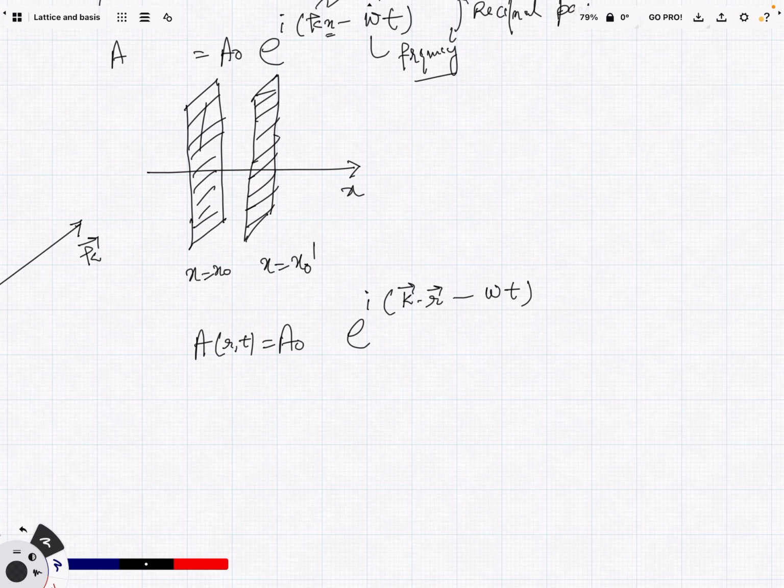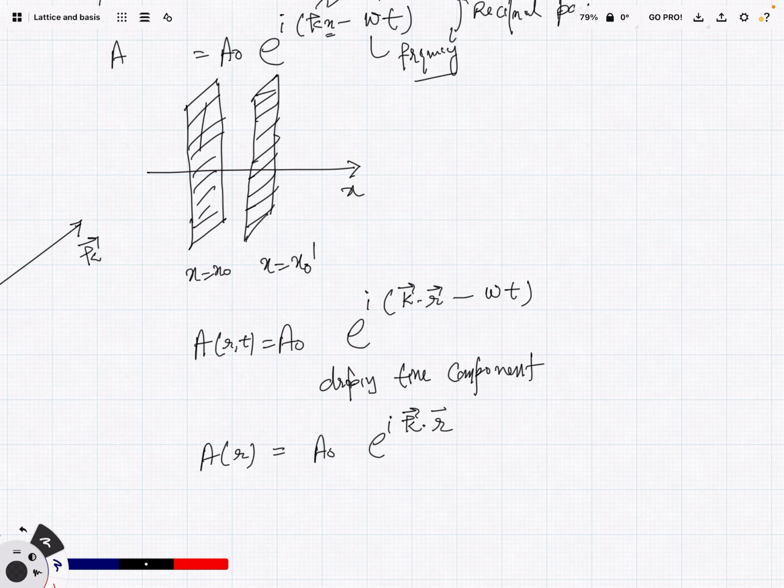And I can drop the time component. Let's say you want to analyze only the spatial part, how the wave is changing in space. It's in the exponent, so we can always multiply it with e raised to i minus omega t to get the time whenever it's necessary. So the uniform plane wave only having the spatial component can be given by e raised to i k dot r. So now let's come to the formal definition of the reciprocal lattice space.